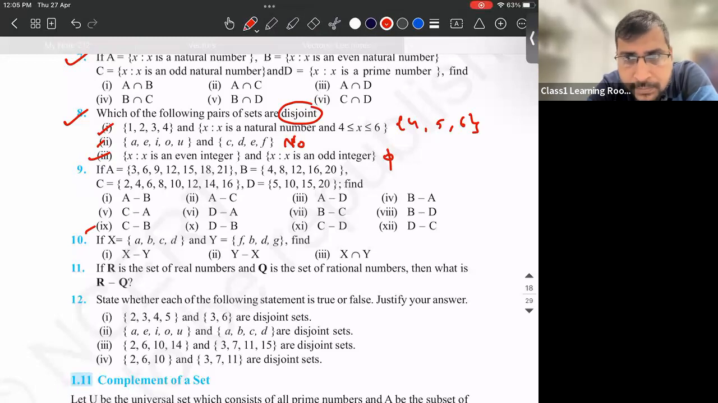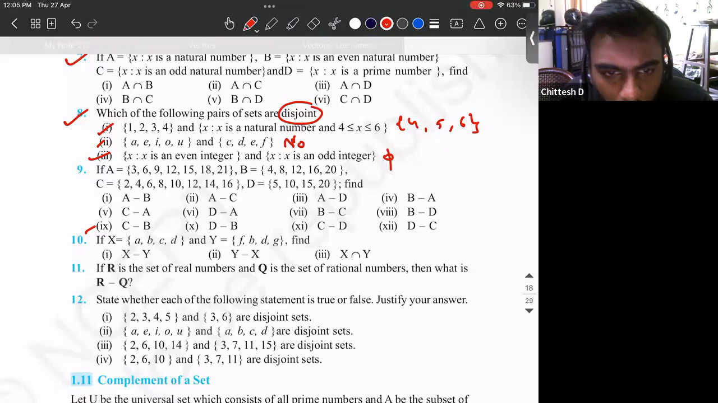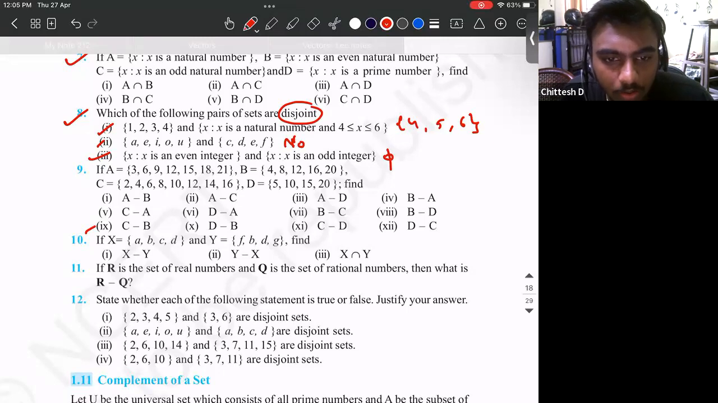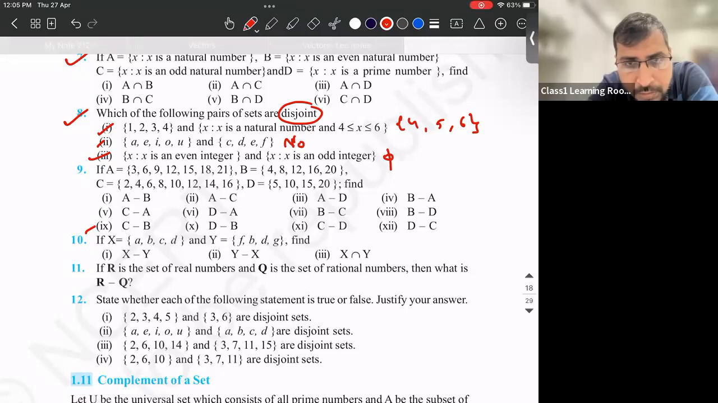Now C minus D. C minus D is 2, 4, 6, 8, 10, 12, 14, and 16. But 10 is there. No, 10 is common, no? Oh, yeah, 10 is common. So 2, 4, 6, 8, 12, and 14, 16.